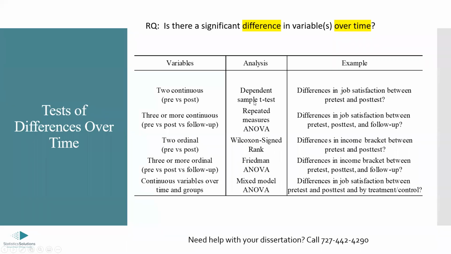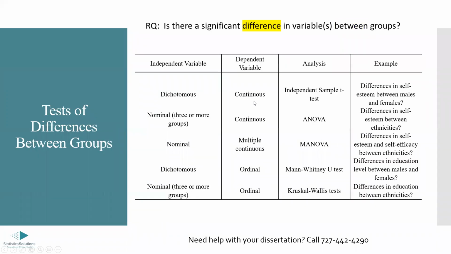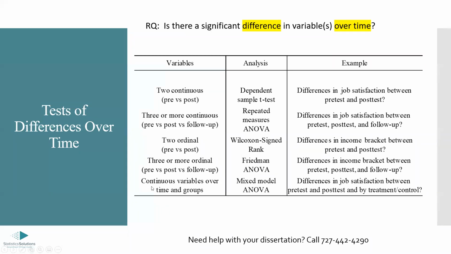Now, a way to combine the ideas of the previous slide: how do we look for differences between groups and over time simultaneously? That's when you run something called a mixed model ANOVA. This is done mainly in experimental studies. Through experimental studies, you assign participants randomly to a treatment and control group at the beginning. You administer a pre-test, you apply an intervention, and then you record your measurement again following the intervention.